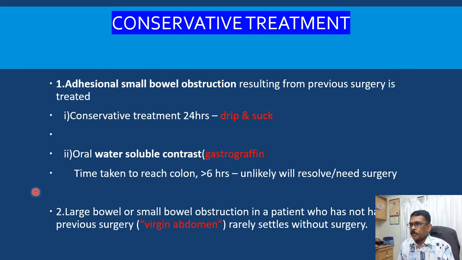Another factor to consider, for large or small bowel obstruction, whatever it may be, is a patient who has had no previous surgery. So it is a non-adhesion intestinal obstruction, because the abdomen is called a virgin abdomen. Such obstructions in a virgin abdomen rarely settle without surgery.